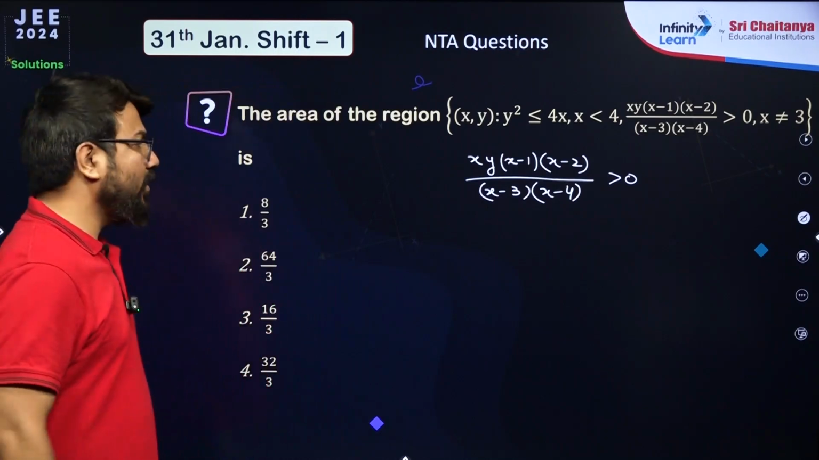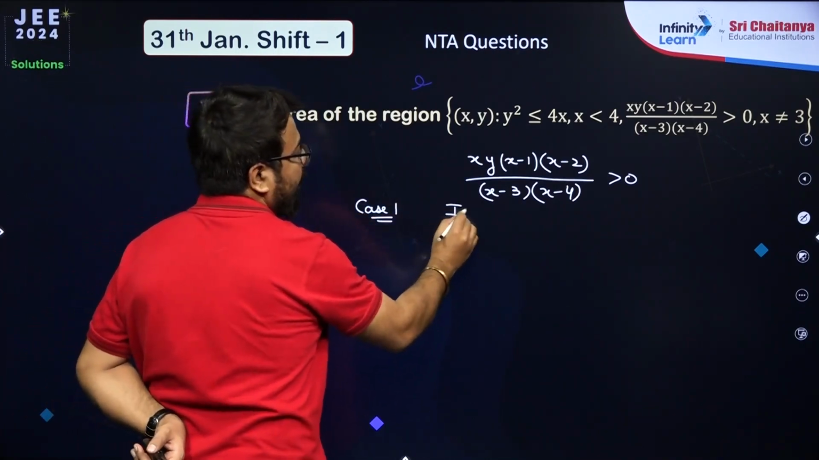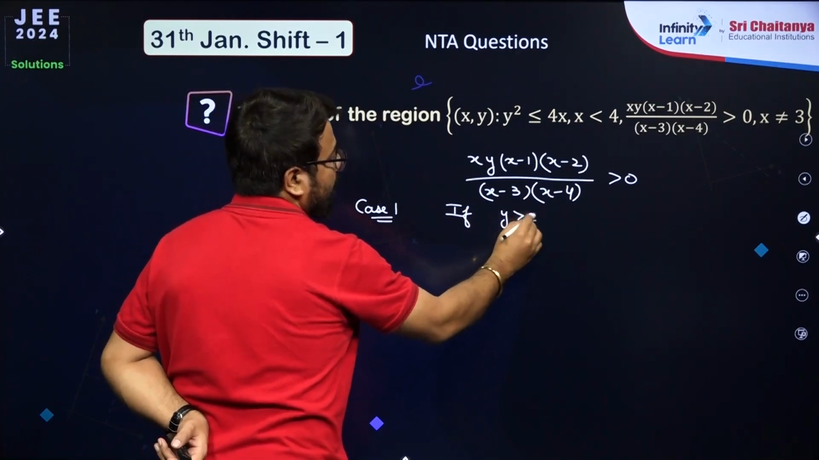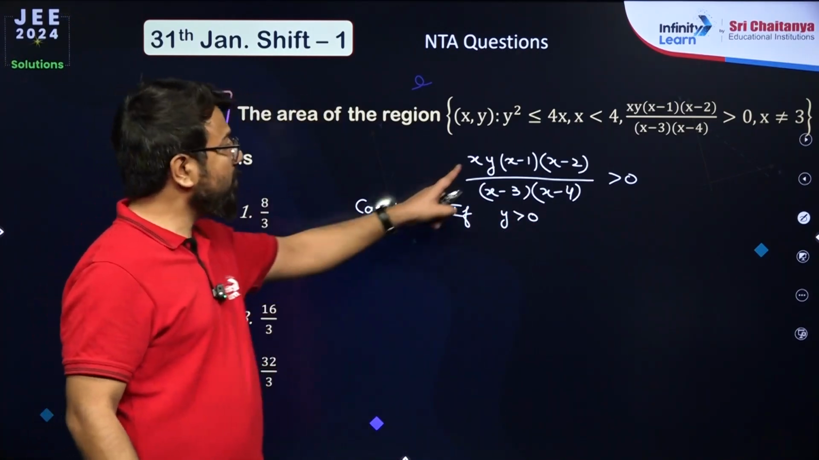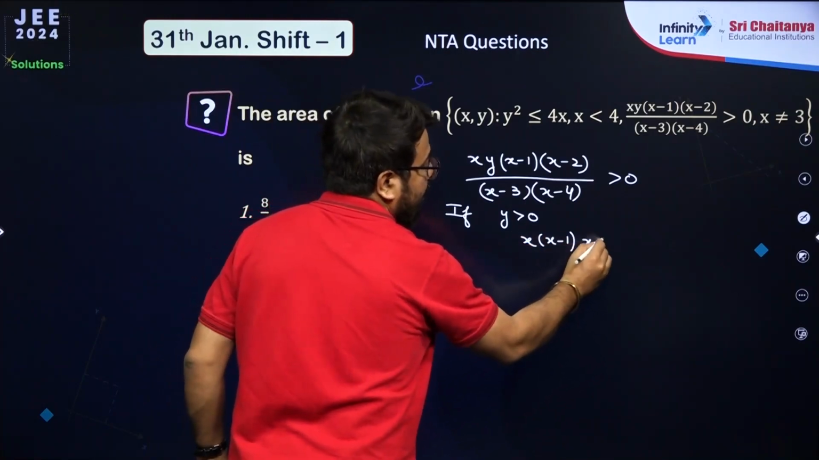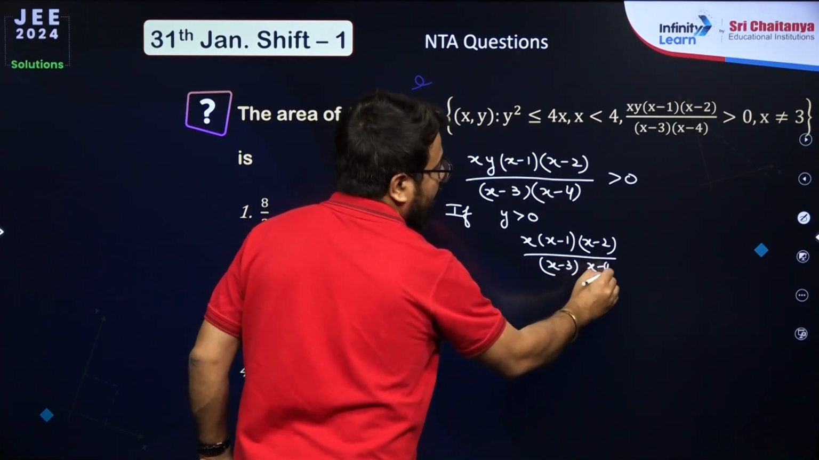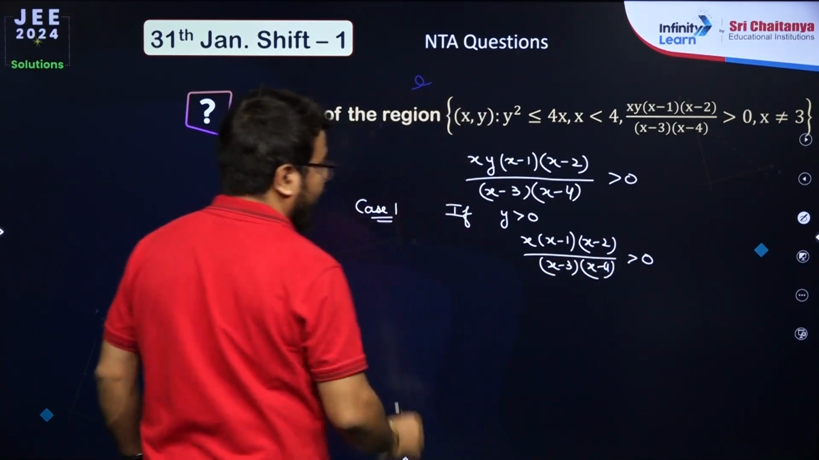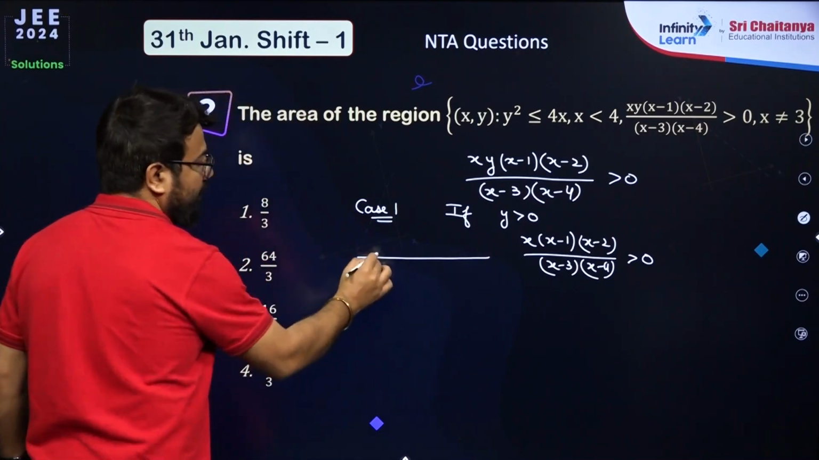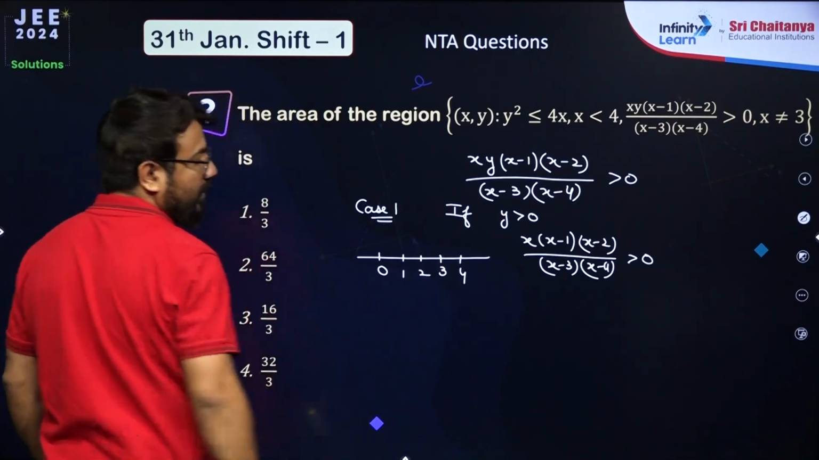Alright. Now I need to consider two different cases. Case 1. If I am assuming y as positive. If y is positive, the remaining expression x into x minus 1, x minus 2, x minus 3, x minus 4 should also be positive. That means here I am writing 0, 1, 2, 3, 4. Alright.